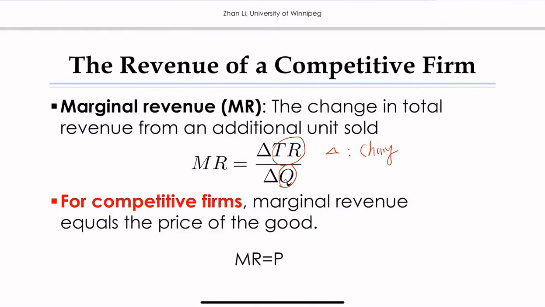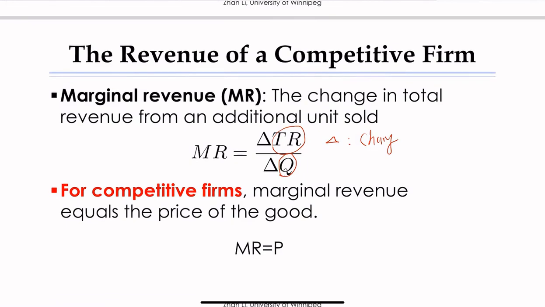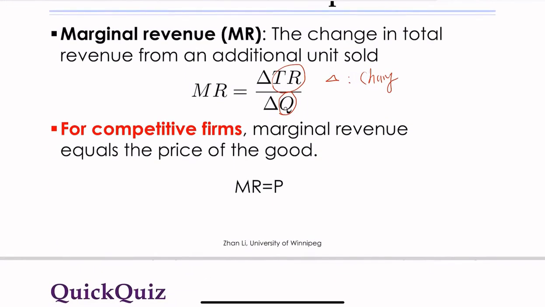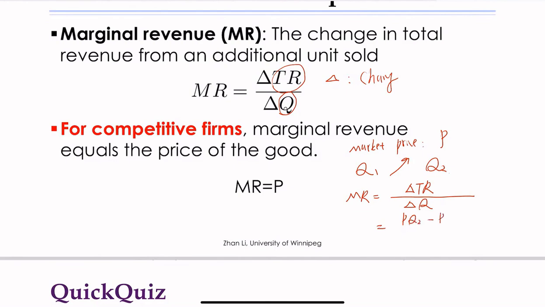And for a competitive firm, marginal revenue equals the price. How do you see this? Well, let's say the market price is P. Let's say the firm's quantity increases from Q1 to Q2. Now let's calculate the firm's marginal revenue. Well, by definition, you have to use the change in the total revenue divided by the change in quantity. And what is the change in total revenue? It's just PQ2 minus PQ1.